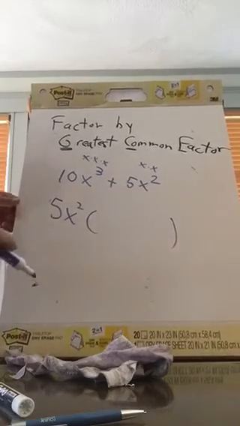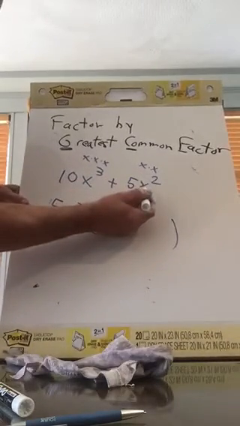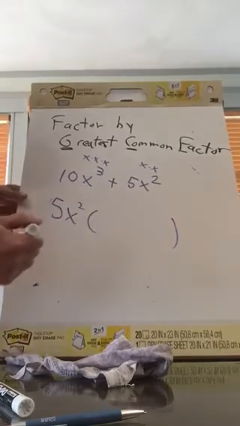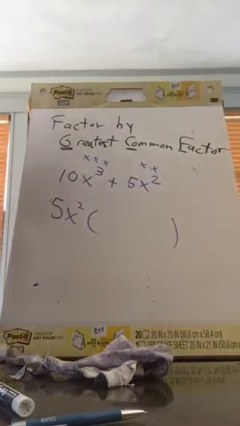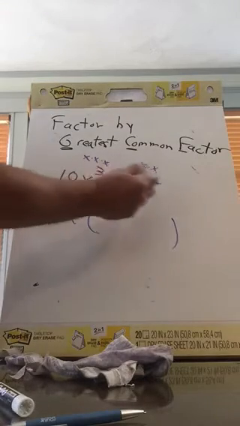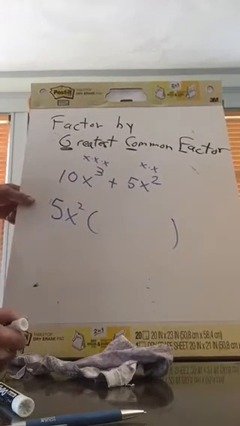Why couldn't I pull out x to the third power? Because this term didn't have x to the third; it has x squared. So you pull out the lowest of the two exponents. Out of 2 and 3, the lowest is 2, so pull out x squared.